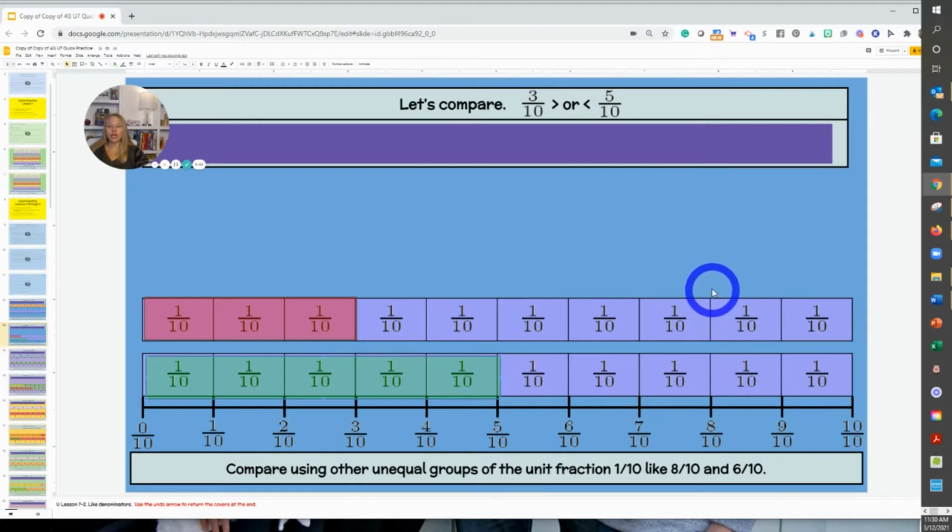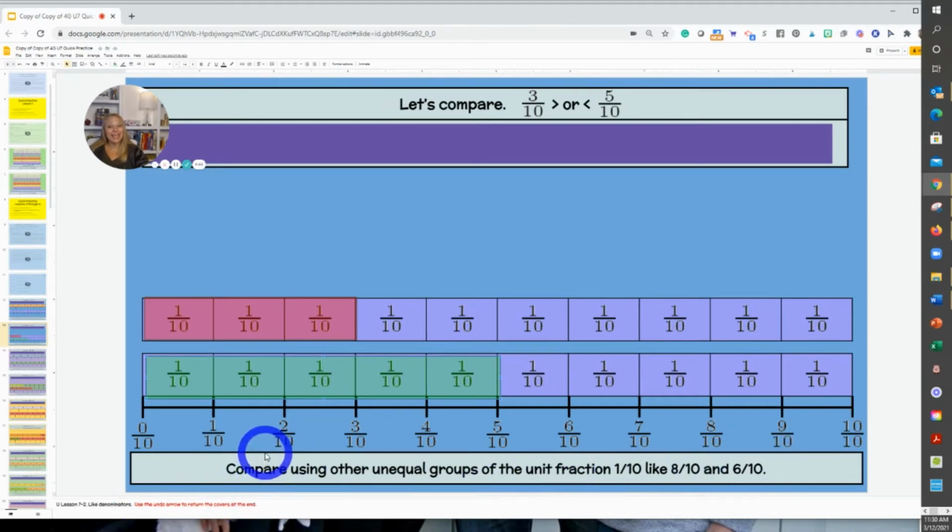Boys and girls, turn and talk to your neighbor because now look, it changed a bit. We're not just talking about the unit fraction. They're both tenths, so we're going to compare the numerators. The size of the pieces are the same, but 5/10 has more of those pieces. Okay, so we can compare using other unequal groups.